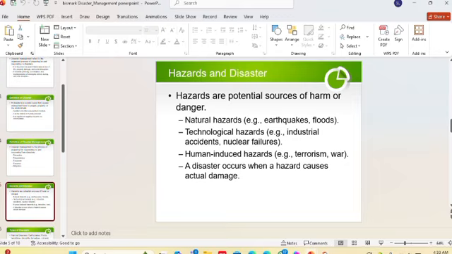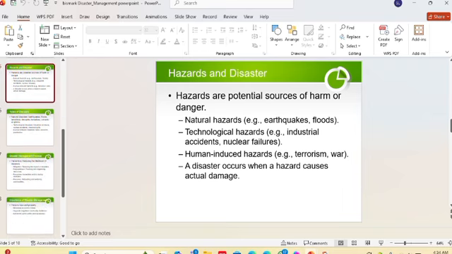Then we have technological hazards. This can be industrial, oil spillage, accidents, nuclear failure. Those come from the word technology. Those can be through explosion. Then we have human-induced hazards. For example, terrorism, we have wars. Those are examples of human-induced hazards. So disaster occurs when hazards cause actual damage. So that's the hazard and disaster.